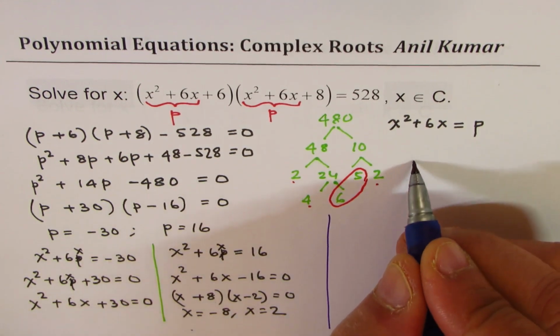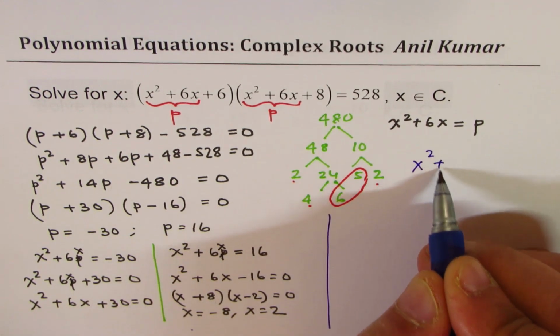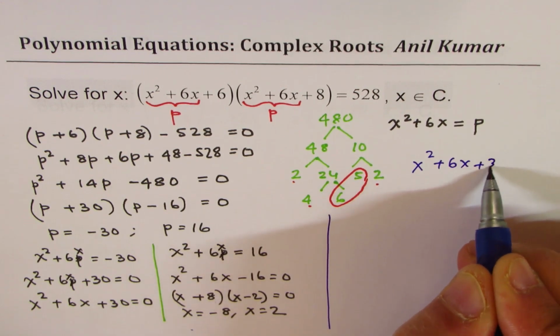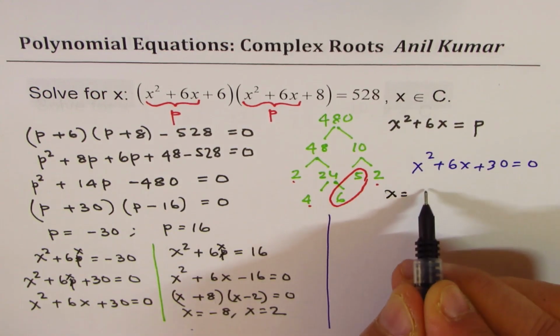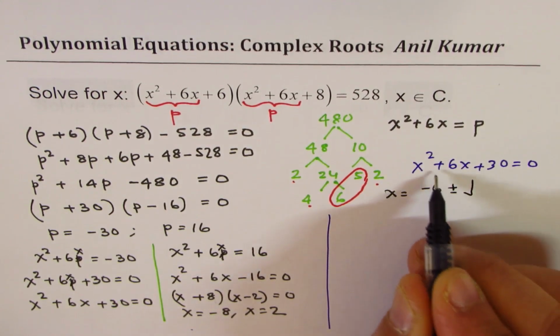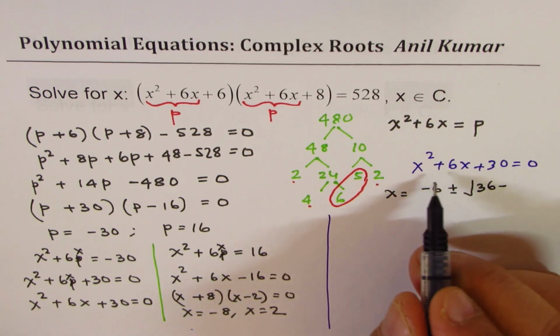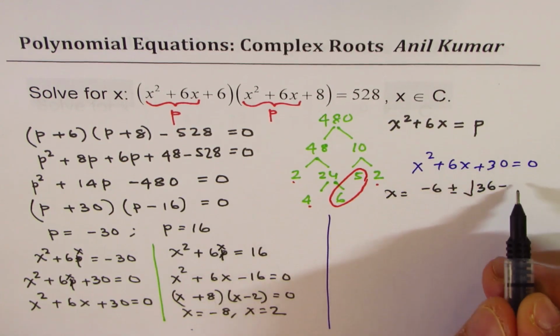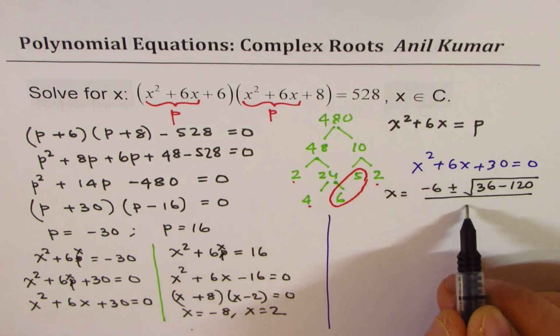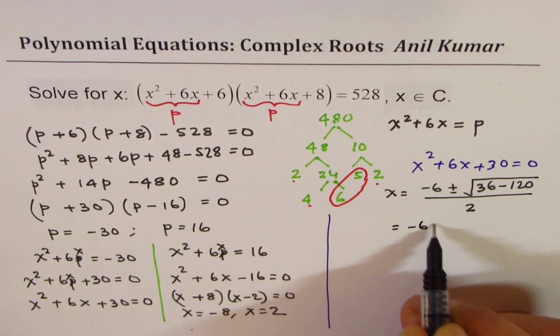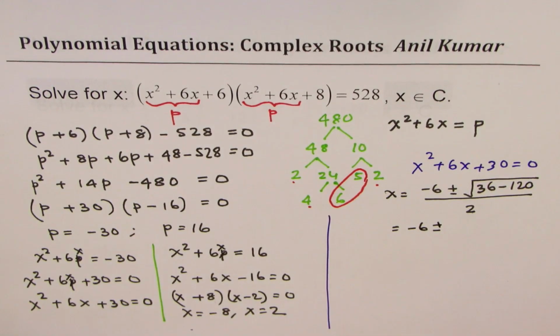So we'll work with the equation now: x squared plus 6x plus 30 equals 0. We use the quadratic formula and find the answer. So x should be equal to minus b, which is minus 6, plus or minus the square root of b squared, which is 36, minus 4 times ac. 4 times 30 is 120, divided by 2a, which is 2. So that gives you minus 6 plus or minus. Let's use the calculator.